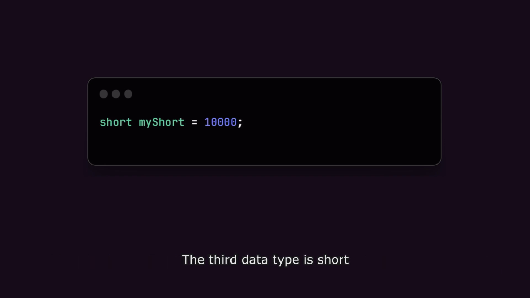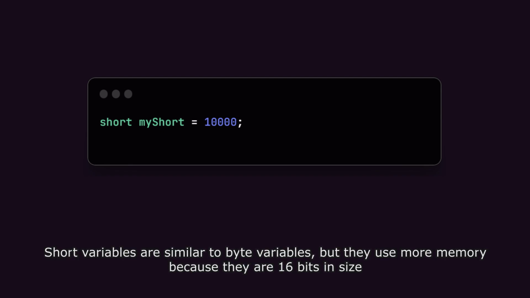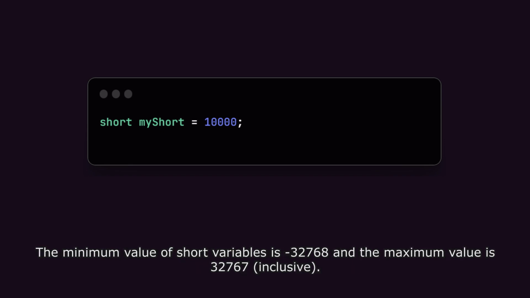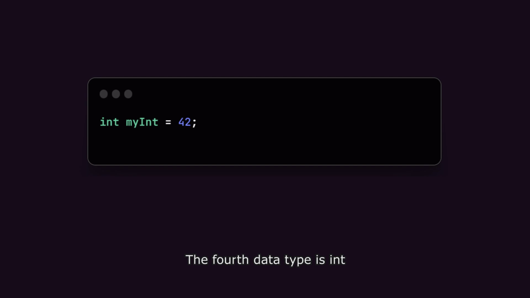The third data type is short. Short variables are similar to byte variables, but they use more memory because they are 16 bits in size. The minimum value of short variables is -32,768 and the maximum value is 32,767 inclusive.